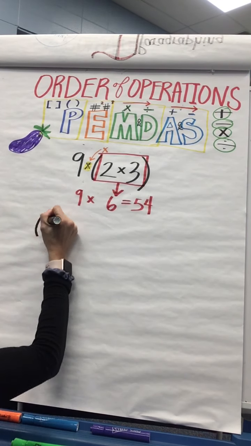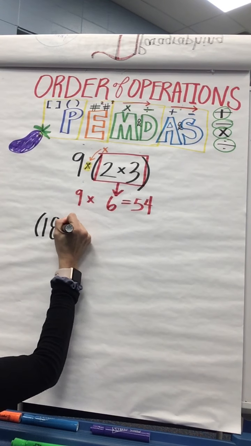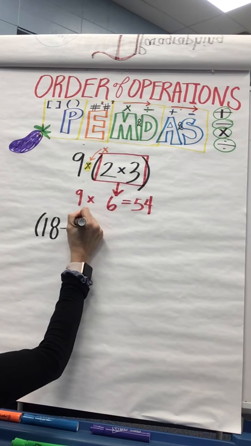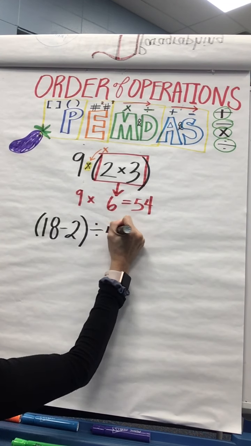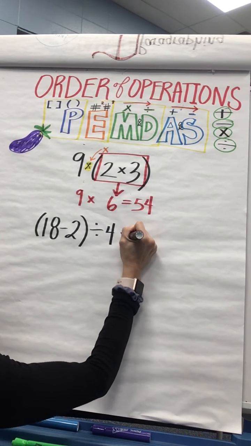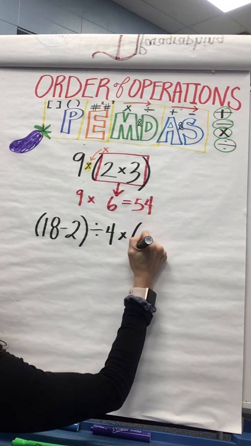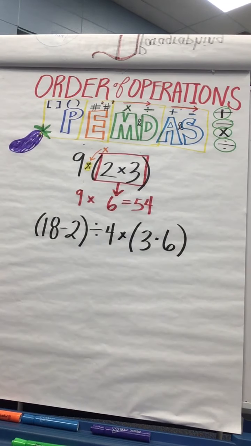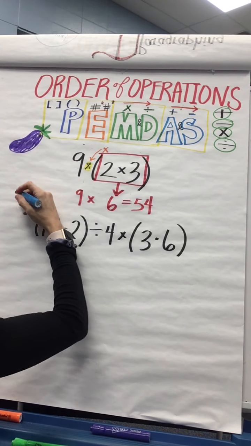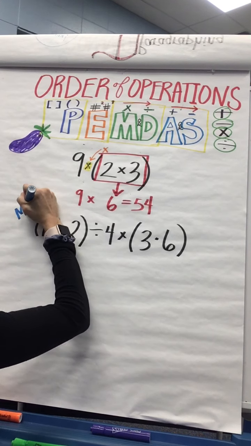18 minus 2 divided by 4 times 3 times 6. Okay? So right when you look at this, you might think, in my mind, I think it's a mess.